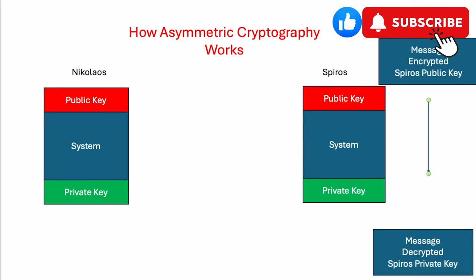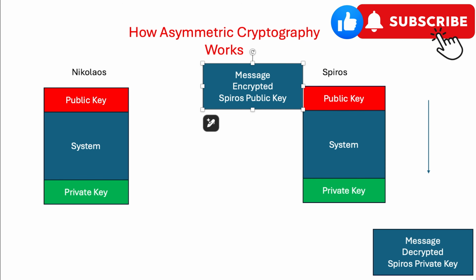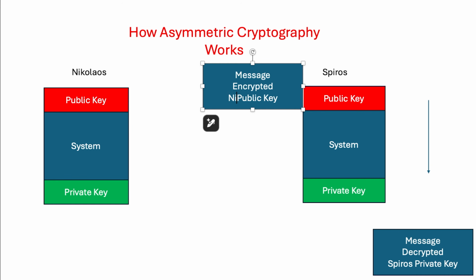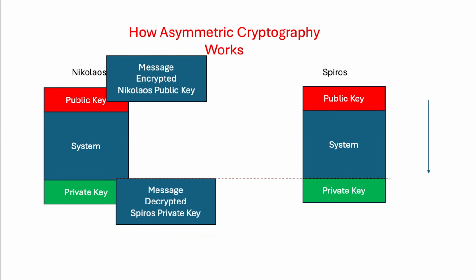Now, of course, Spiros wants to talk to Nikolaos, so what does Spiros do? Spiros now encrypts the message using Nikolaos' private key. Now that message is sent over there to Nikolaos, and then Nikolaos uses Nikolaos' private key, which is never shared, to actually decrypt the message. And this, realistically speaking, is the way asymmetric and symmetric communication works with each other.